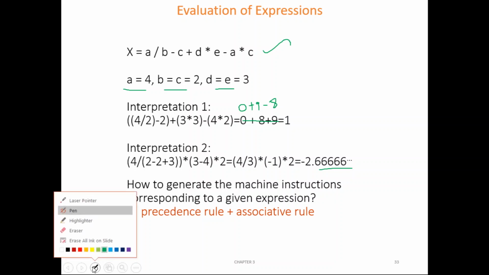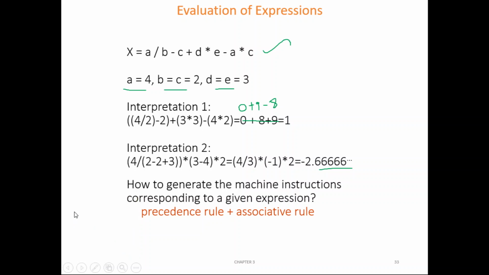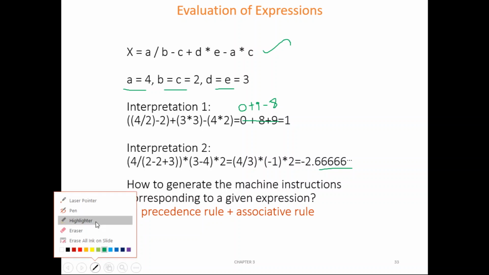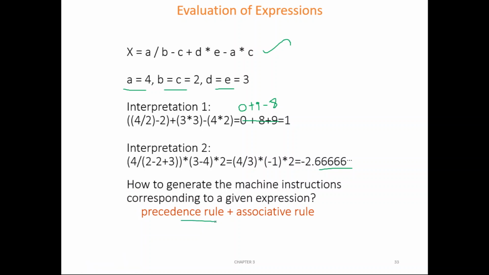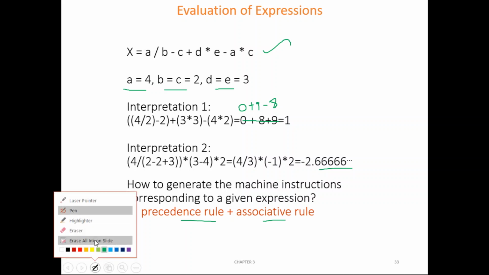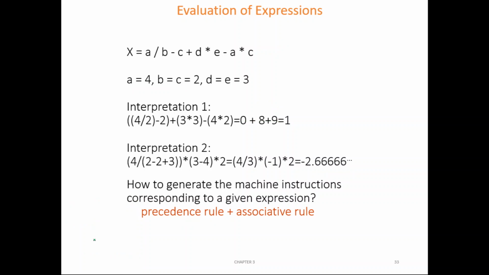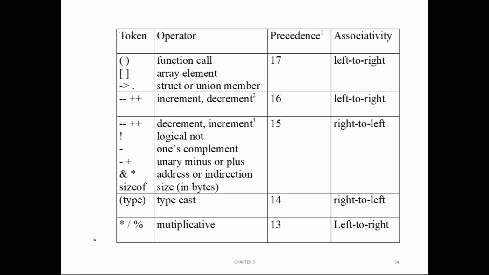Generally the compiler of the respective programming language will have some procedure for how this instruction should be executed, right? And that procedure is defined by the set of precedence and associativity rules. Now let us see what the precedence and associativity rules are for C programming.